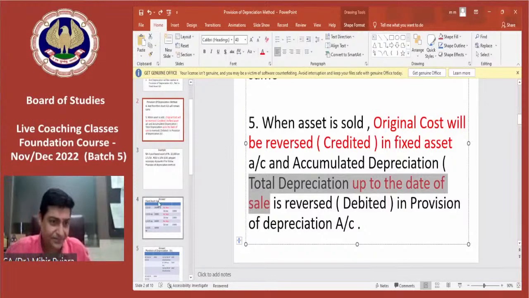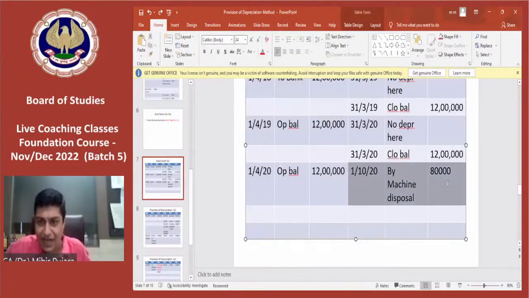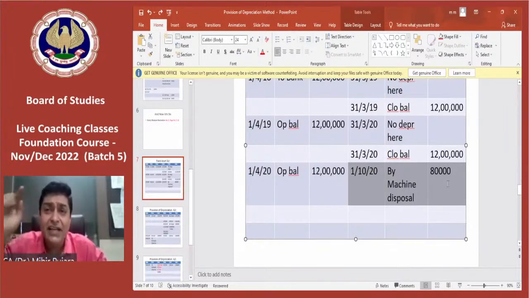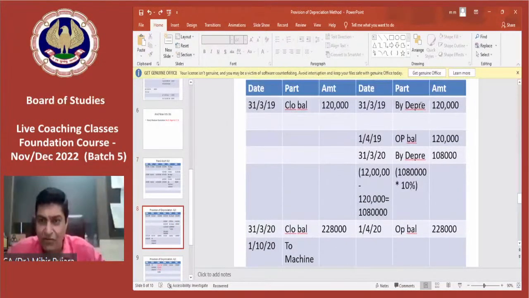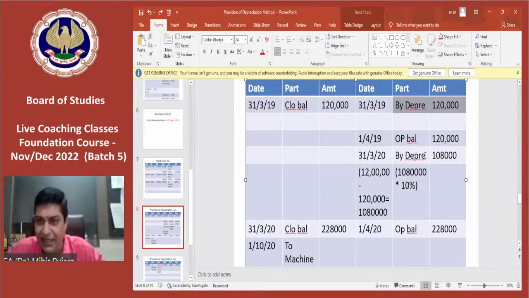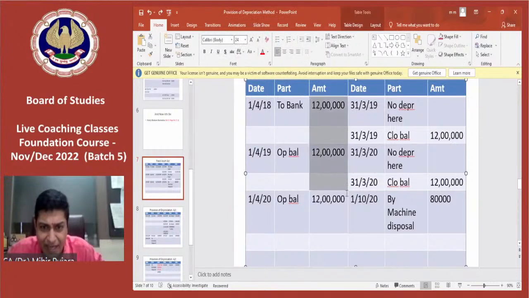So now friend, simple guys, now sir, I have to find out. Now see very carefully guys, I have to find out total depreciation of this 80,000 up to the date of sale. I have provided 2 years depreciation. First year depreciation is 1,20,000, second year depreciation is 1,08,000. Okay, fine. So from this 12 lakh, remember guys, I am selling only 80,000.